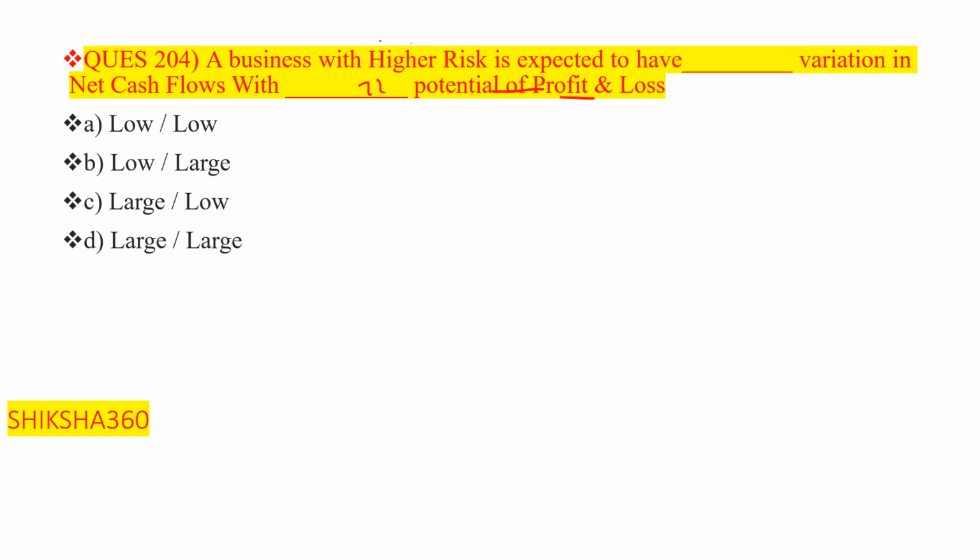So a business with higher risk is expected to have low variation? No, higher risk is expected when there is a large variation in the cash flow. Sometimes more cash flow and sometimes less. Large variation in the cash flow, with large potential of profit and loss.